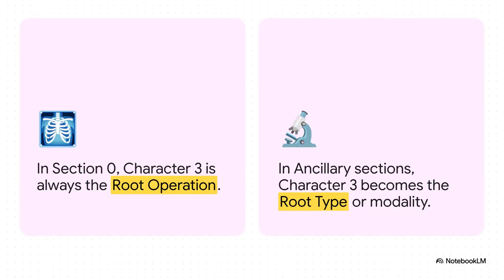Now, what is truly fascinating here is the paradigm shift in our 7-character blueprint. In section 0, which we spent so much time on, character 3 is always the root operation. We're talking excision, resection, bypass, things like that. But in these ancillary sections, that third character becomes the root type or modality. So the focus shifts entirely from what the surgeon is doing with their scalpel to the specific type of technological equipment or therapeutic method the clinician is actually utilizing.